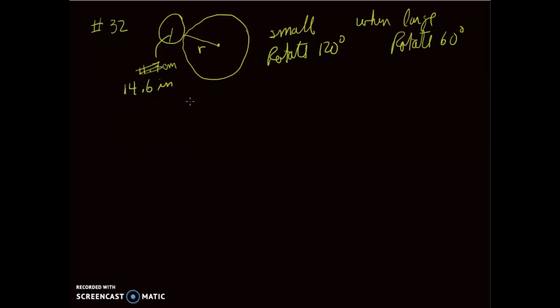So how do we set this up? Well, for these types of problems, it's important to recognize that both of these are contacting each other. So when they rotate, the distance on the edge, part of the circumference, the S, is the same. So if we have S for the smaller, which is R, that's the 14.6, times the theta, well, 120 degrees.